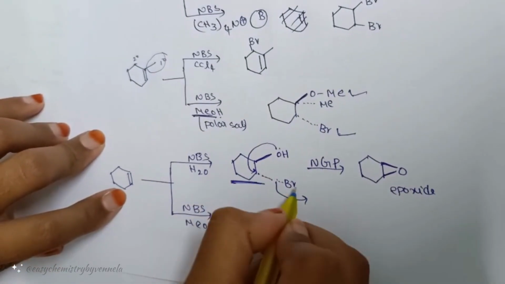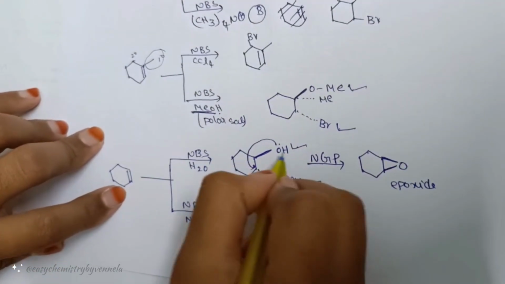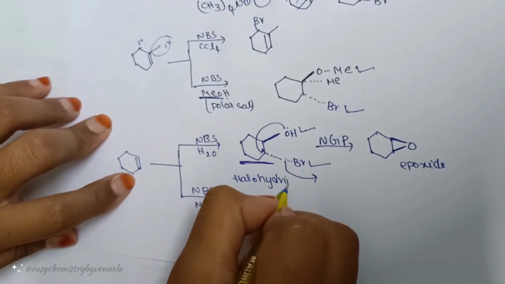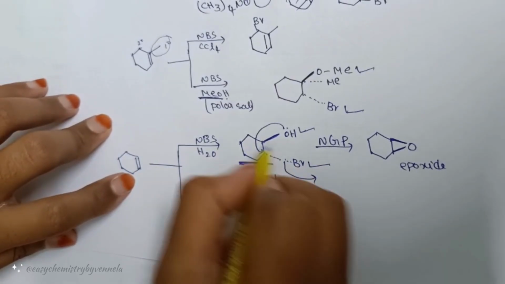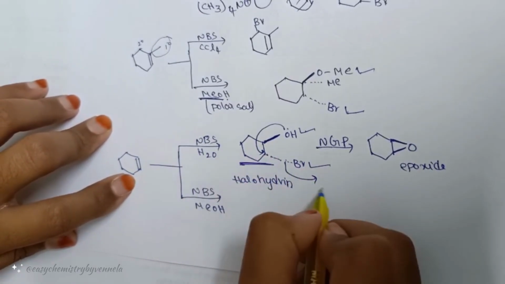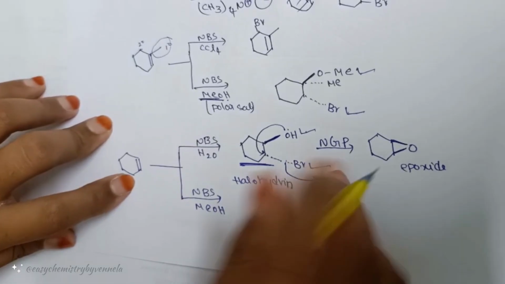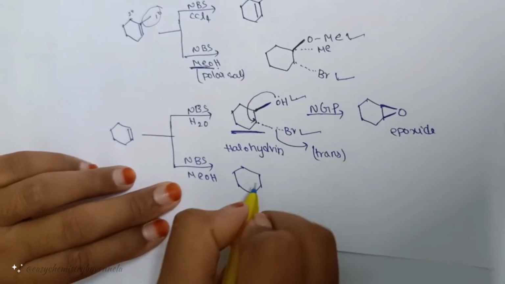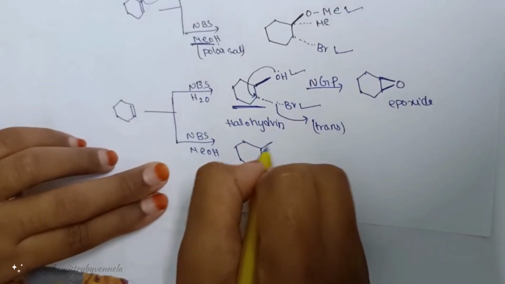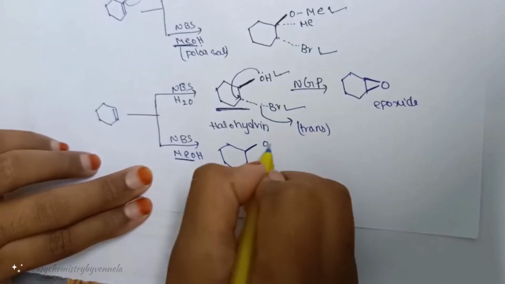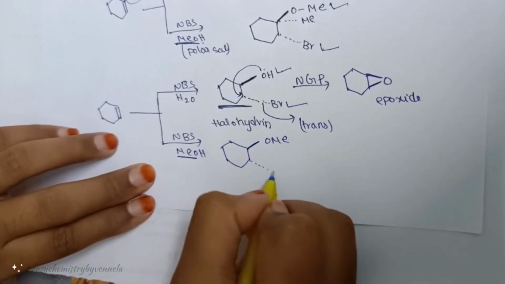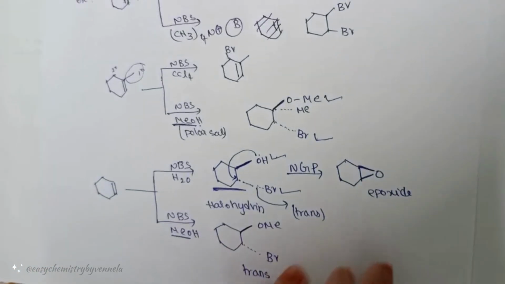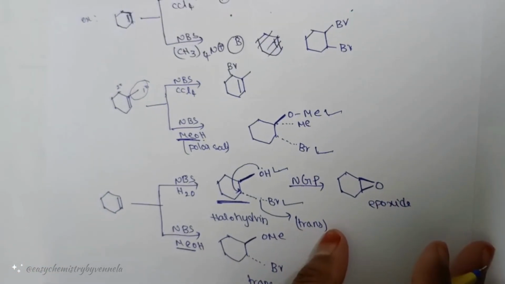This is called a halohydrin, where bromine and hydroxy group are present. It is also trans. One is above and one is below. Trans isomer. Next, NBS with methanol. The negative part will attack above the plane and bromine will attack below the plane. This is also trans. So these are the examples of NBS, N-bromosuccinimide.